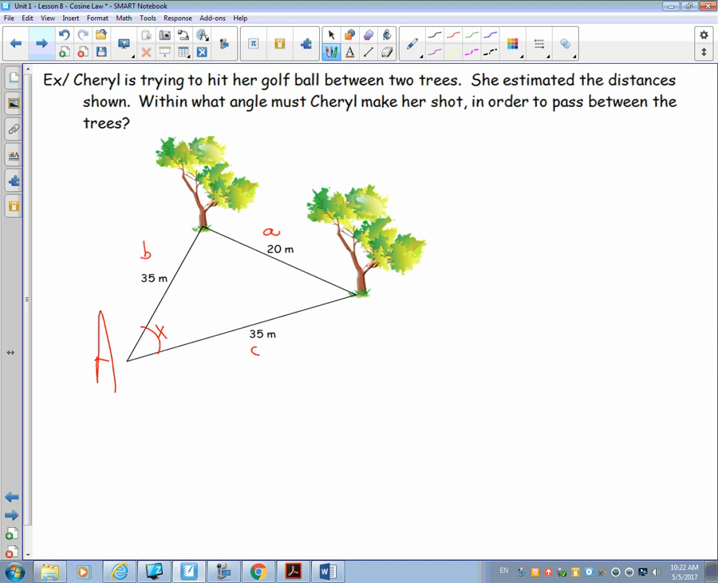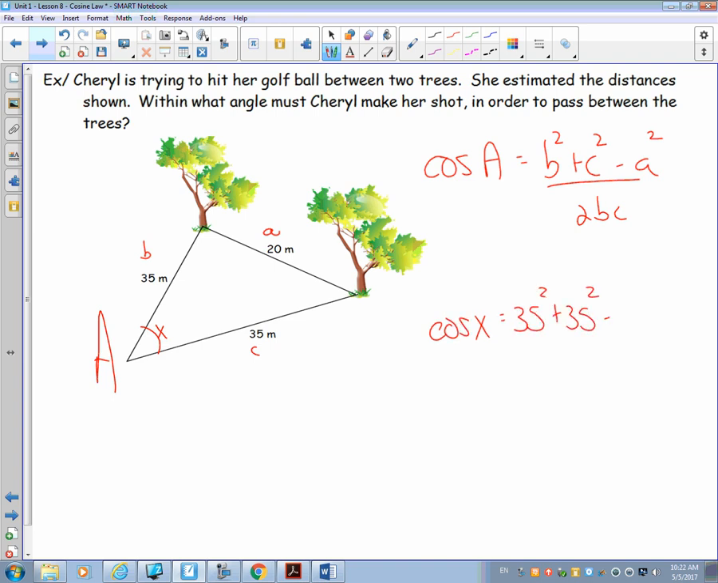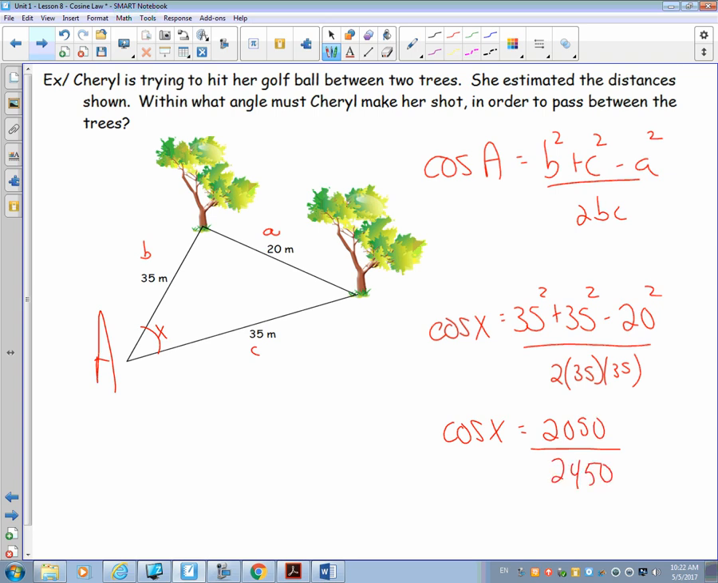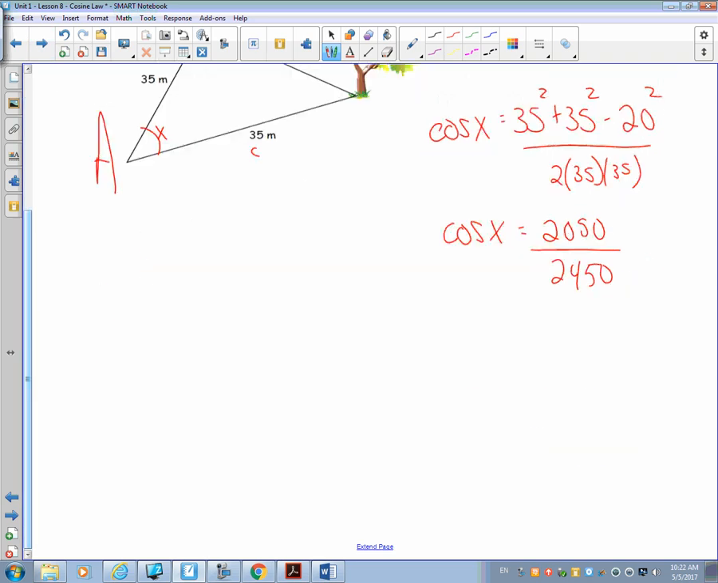We're going to use the version of the formula where I want to find the angle. So b squared plus c squared minus a squared over 2bc. Or in our case, the cos of x equals b squared plus c squared minus a squared over 2bc. Okay, to do our math, we want to figure the number on the top of the fraction and the bottom of the fraction separately. On the top, I got 2,050. On the bottom, 2,450.